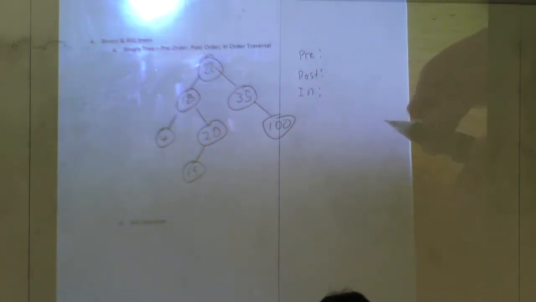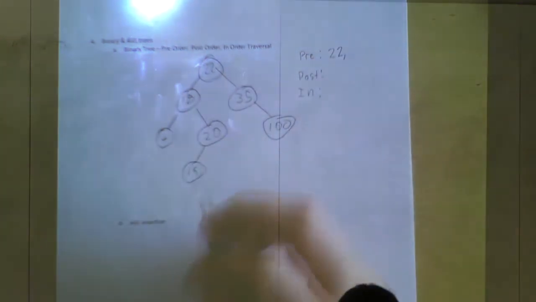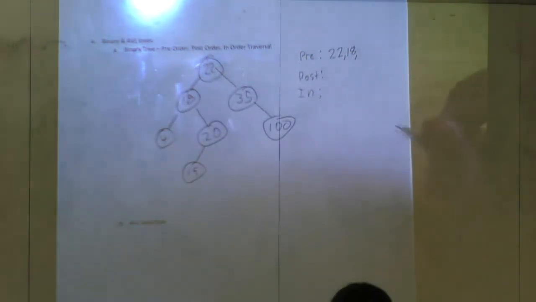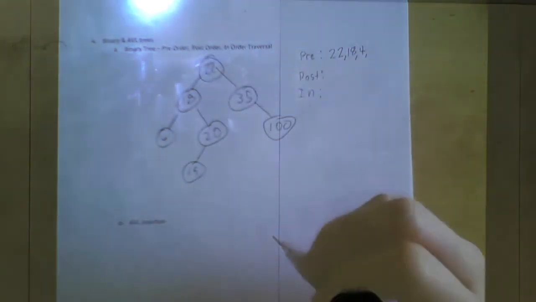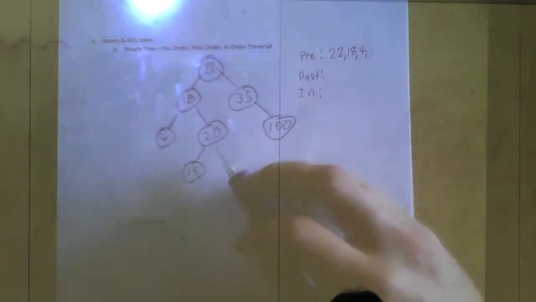So it's before. So we're going to do 22, and then we're going to call left and right. So it's going to go left first, so it's going to say 18, and then it's going to call 4. Then 4's children are both null, so it's going to come back up. Now it's going to hit the right call, so it's going to be 20.